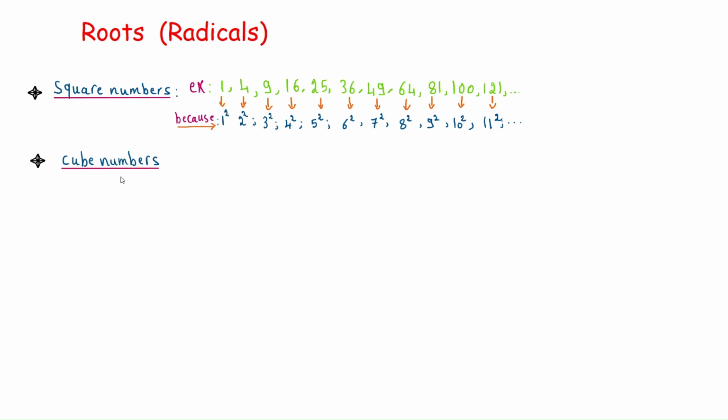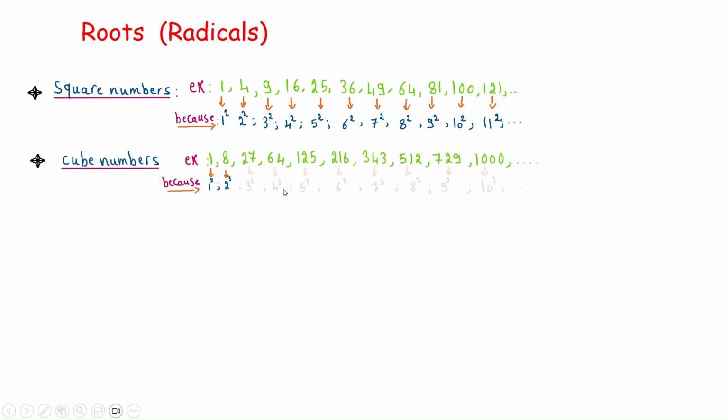Cube numbers. Cube numbers are the results of a number raised to the power of 3. Like 1 here. 1 is a cube number because we can write it as 1 to the power of 3. 8 is a cube number because we can write it as 2 to the power of 3. 27 is 3 to the power of 3. 64 is 4 to the power of 3. 1000 is 10 to the power of 3. And so on.